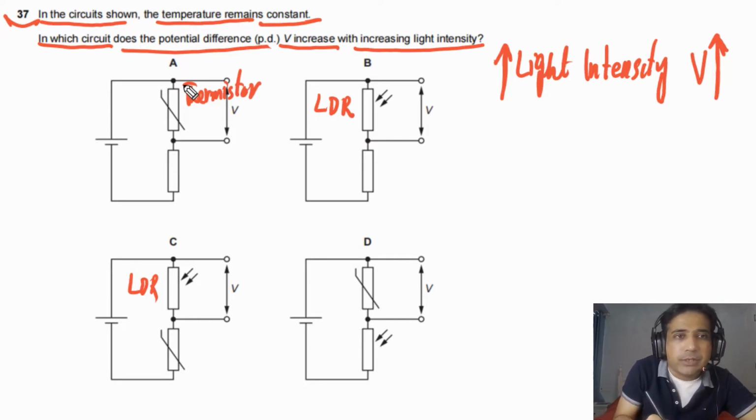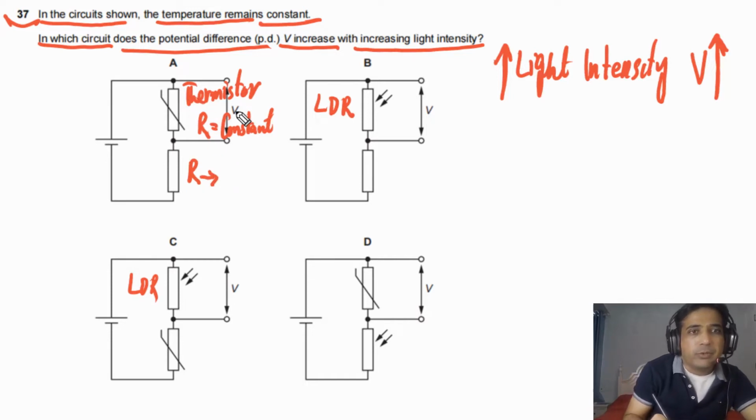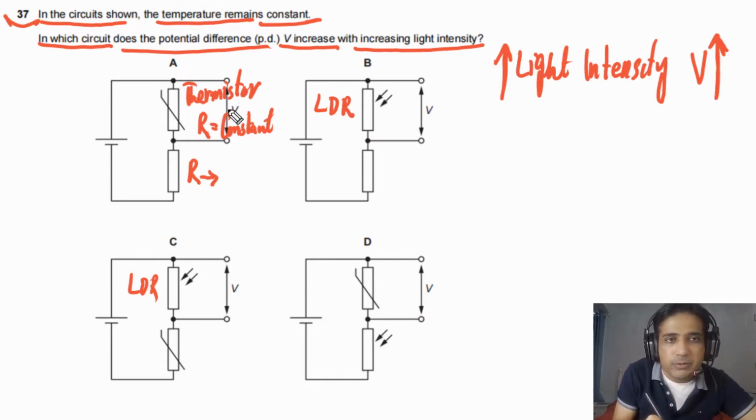Now we need to understand, if you look at circuit 1, in this case temperature remains constant. If temperature remains constant, it means the resistance of this thermistor will remain constant. So if light intensity increases, there will be no change in this potential difference, because the resistance of this one is constant and the resistance of this one is also constant. So there will be no change in this voltmeter reading.